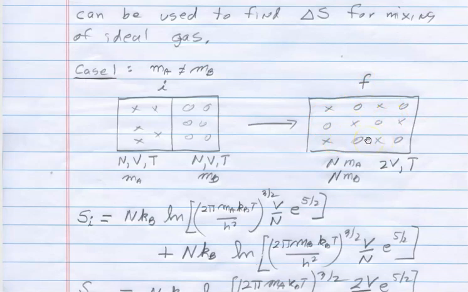And what we find is that we still have N particles of mass m sub a, N particles of mass m sub b, but now both of them are free to roam over the full 2V, which is twice the initial volume. And since they were at equilibrium temperature-wise, it's still at the same temperature. And so I just use the Sackur Tetrode equation to compute the entropy before and after.